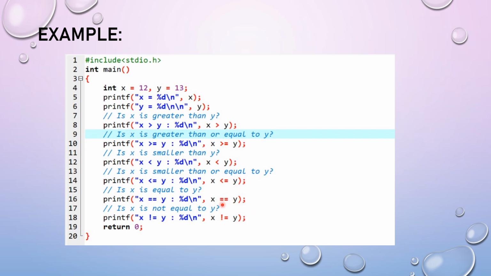I am telling you that this is a relational operator, so you have to write double equals to. One equals to stands for assigning a value. For example, if I write x equals to 1, then the value 1 gets assigned to x. But if I have written x double equals to 1, it checks whether the value of x is equal to 1 or not.